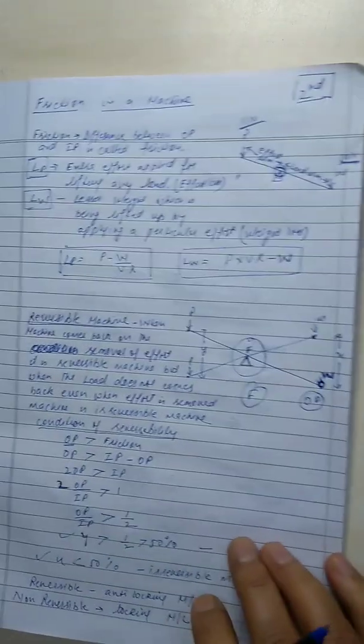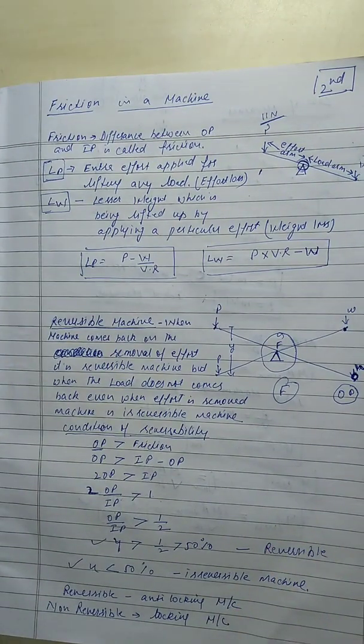Now, coming to the second topic, the next topic is the friction in a machine. I think all of you must have heard the word friction. In general, whenever any two objects are in contact with each other and one object tries to move on another object, a resistive force will be developed due to the interlockings. This resistive force will resist the motion of one body on another body. This resistive force is known as the frictional force. That is the general definition of friction.